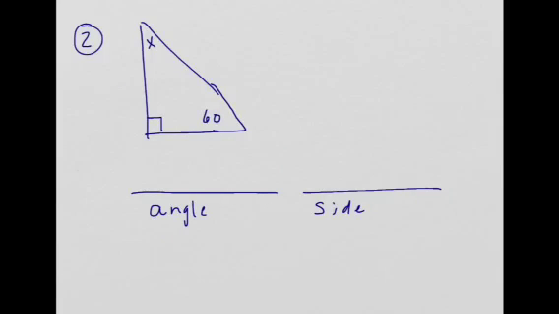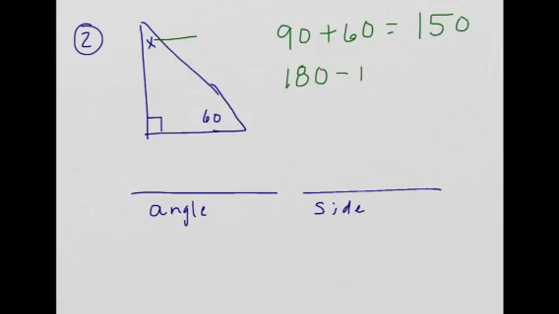So let's practice naming a triangle. The first thing we have to do is find the largest angle in the triangle. So what we need to do first is figure out what this missing angle is. So I have 90 plus 60 is equal to 150. And the sum of the angles of a triangle will always equal 180. So 180 minus 150 gives me 30 degrees. So this is a 30-degree angle.